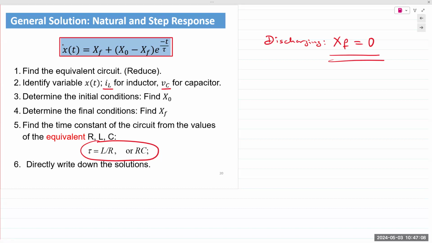So again, XF, X0, and tau. Find those three values, plug into this equation, done. So the equation is X of t equals XF plus X0 minus XF times e raised to minus t over tau. T is the variable. It can take on any value. And tau is the time constant. Time constant, of course, is a standard expression, L over R or R times C.